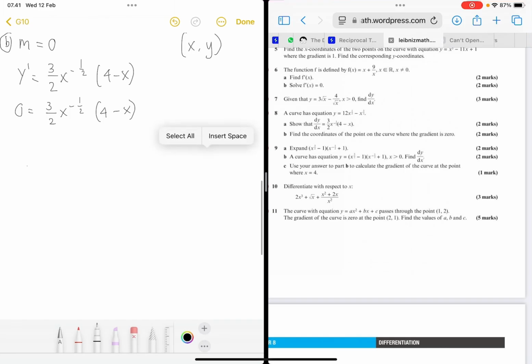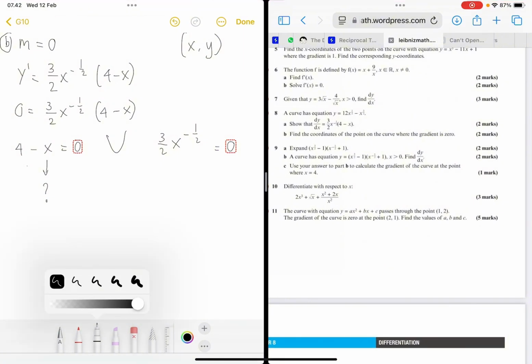Okay. After that, remember, this is already the factorized value. So if it's factorized already, if we are going to find the x, then we just need to make both of them equal to 0. 4 minus x equals 0. In another part, we have 3 over 2 x to the power of minus 1 over 2 equals 0. Okay, so how do we find the x right here? Remember, what is the unknown value that if you subtract it from 4 will come up with 0? 4 minus what value will come up with 0? Yes, correct. That is 4. So that's why x is going to be 4.